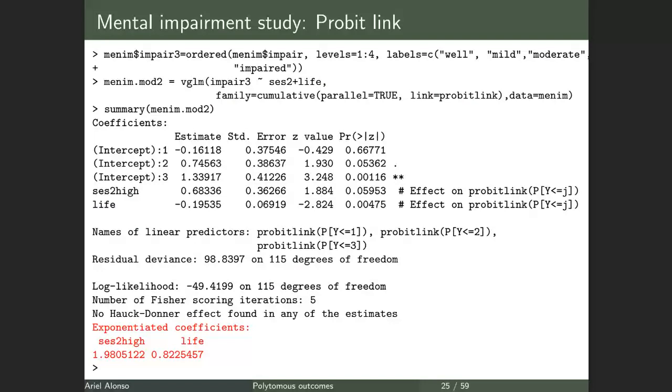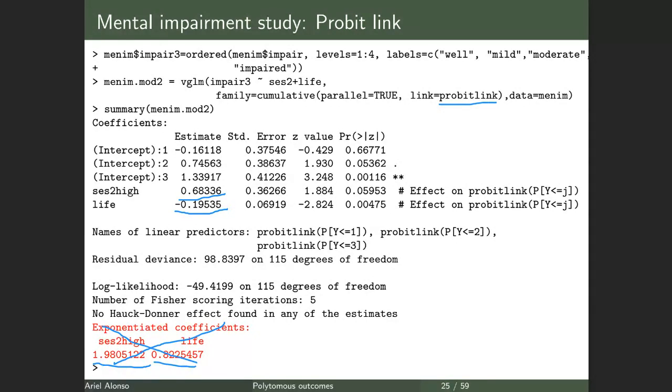Now here you have the exponentiated coefficients: the exponentiated value for 0.68 over here, and if you exponentiate minus 0.2, you get this value over here. Now this is not interpretable here. Typically, if you use the logit link, then when you exponentiate the coefficients, you get an odds ratio. But here we didn't use the logit link, we used the probit link. So you cannot interpret the coefficients in terms of odds ratio. So these exponentiated coefficients here do not have any nice interpretation.